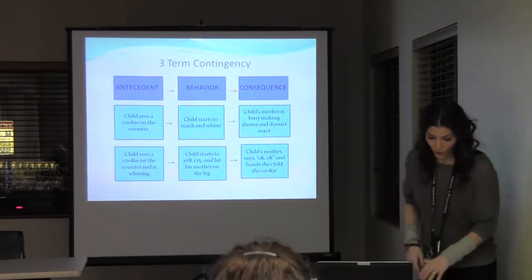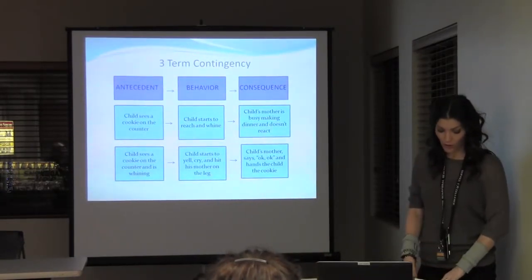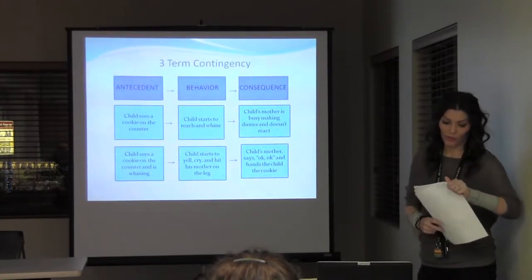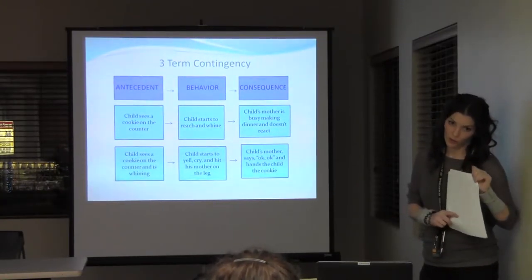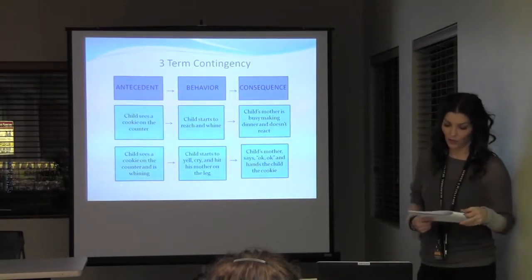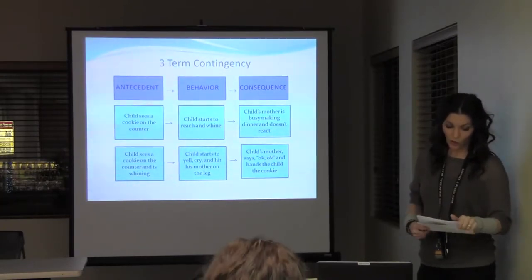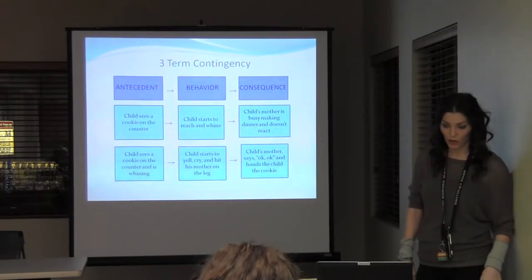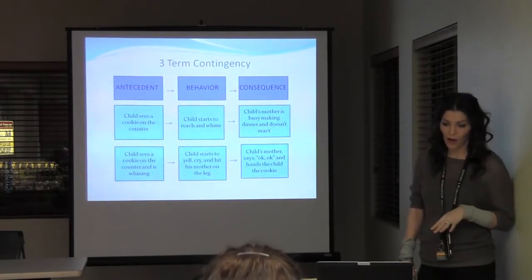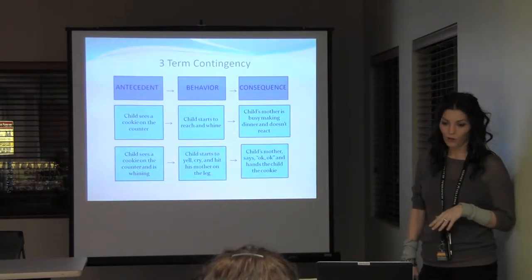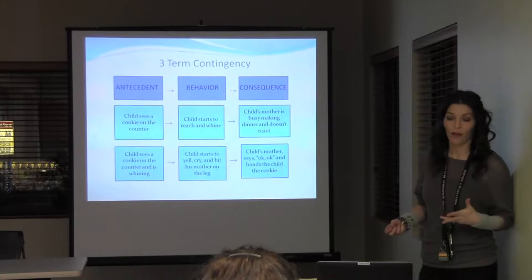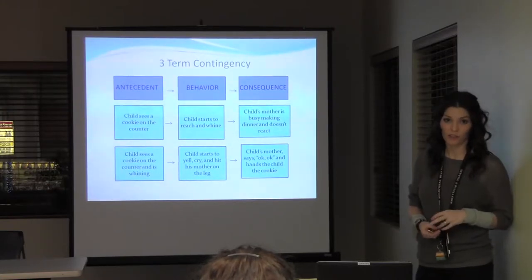Okay, so when we're talking about the functions of behavior, we obviously have to look at the three-term contingency. I'm sure you guys are familiar with this too. So this is your antecedent, behavior, consequence. If you guys look at this three-term contingency, just kind of read through it. After you read through it, what do you guys think? What did this child learn basically in this three-term contingency?